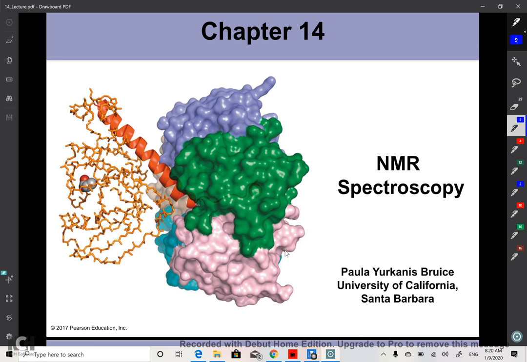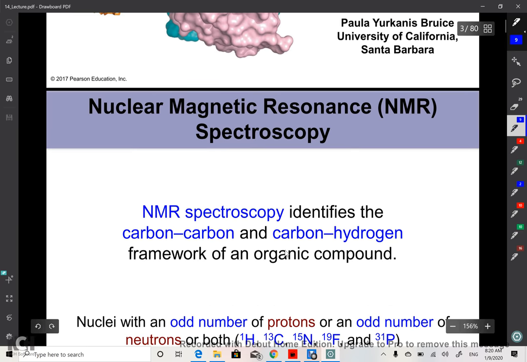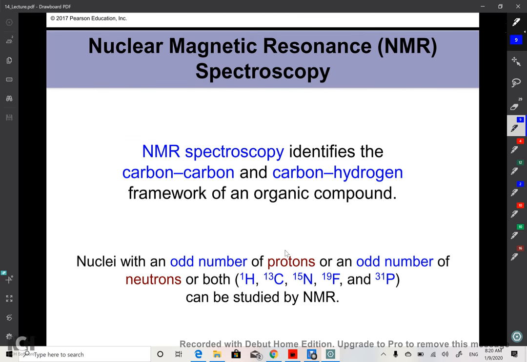NMR spectroscopy, nuclear magnetic resonance. NMR stands for nuclear magnetic resonance. So this is one of several spectroscopic techniques that we've been covering so far, okay? Last semester we talked about infrared, just like other spectroscopic techniques. The NMR is useful for specific purposes too.